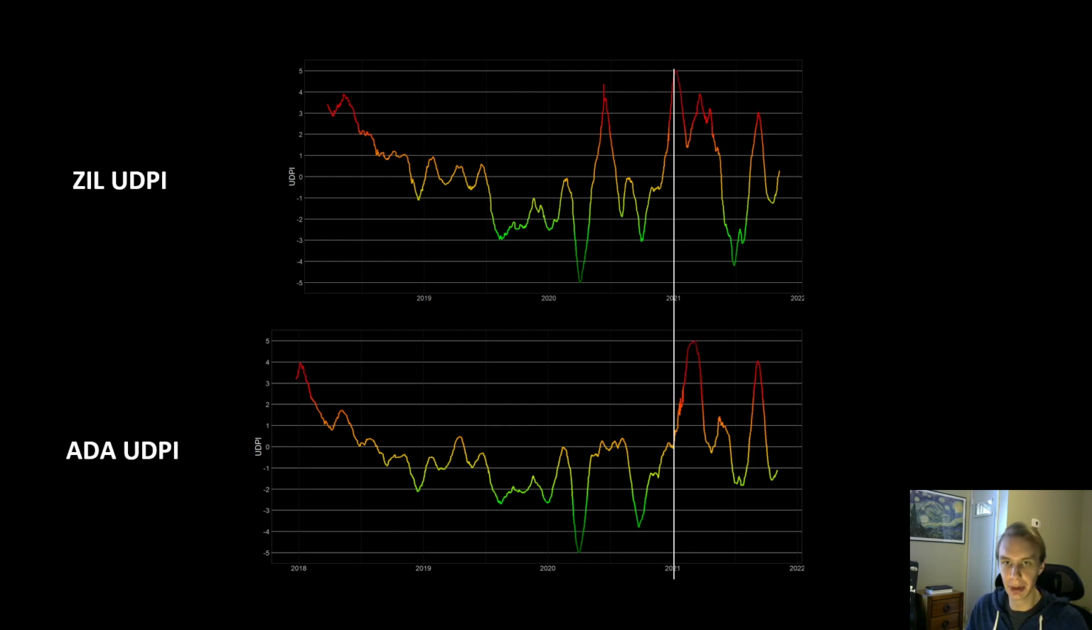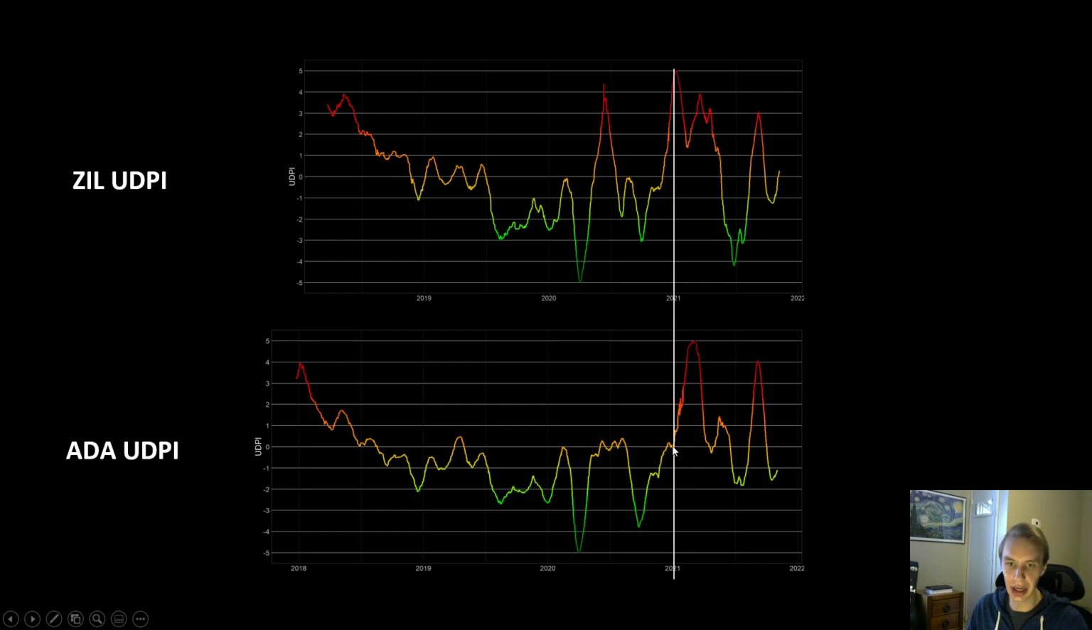And so if one would have had access to a ZIL UDPI and an ADA UDPI during this time, and one had a ZIL position, one would have just taken that really nice 10x move, would have had a 10x profit they were sitting on, and then one would have to make a decision at this point. Do I just hold? Do I sell and try to re-enter?